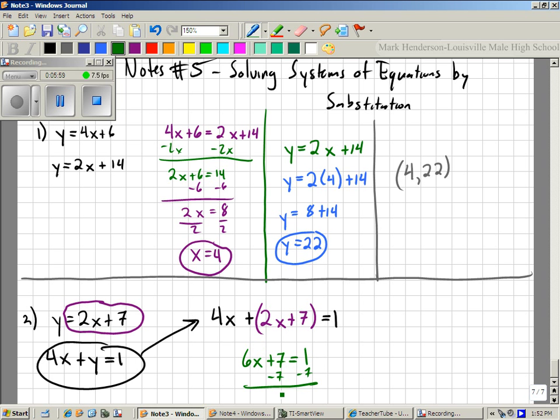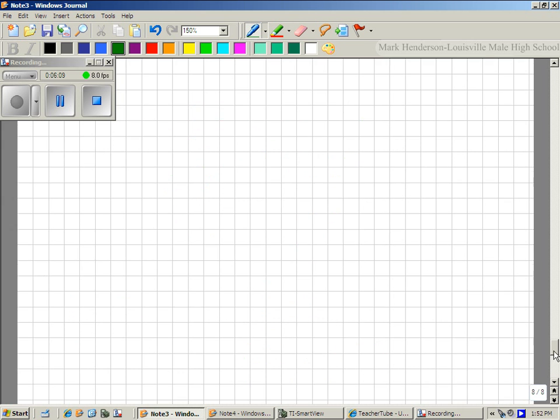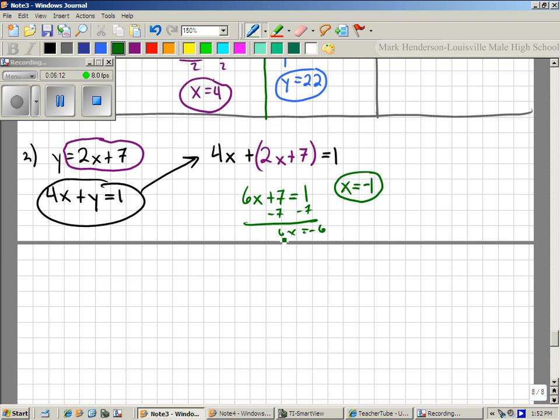I subtract 7. I get 6x equals negative 6. So then x here equals negative 1. No, I mean negative 1. You have to divide by 6 on both sides. Sorry.